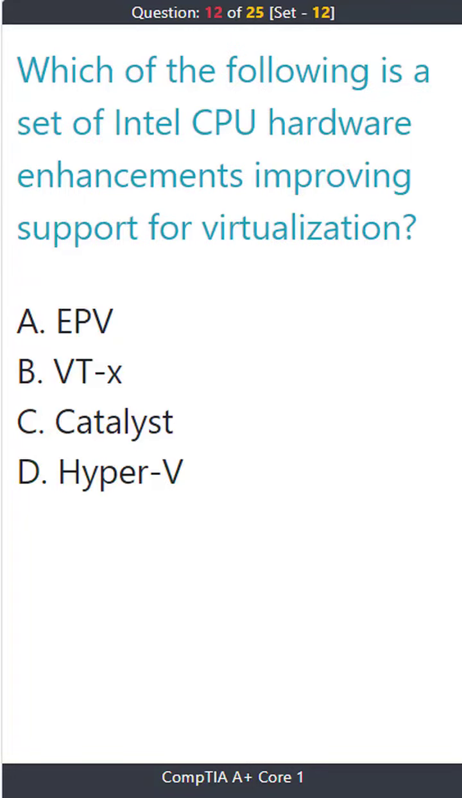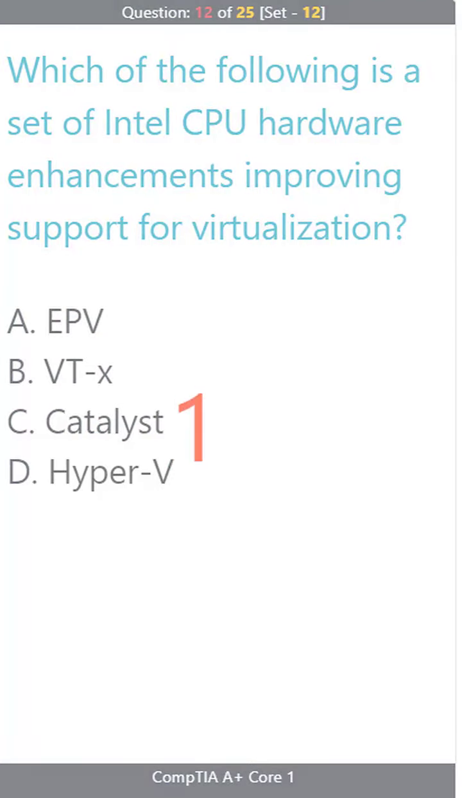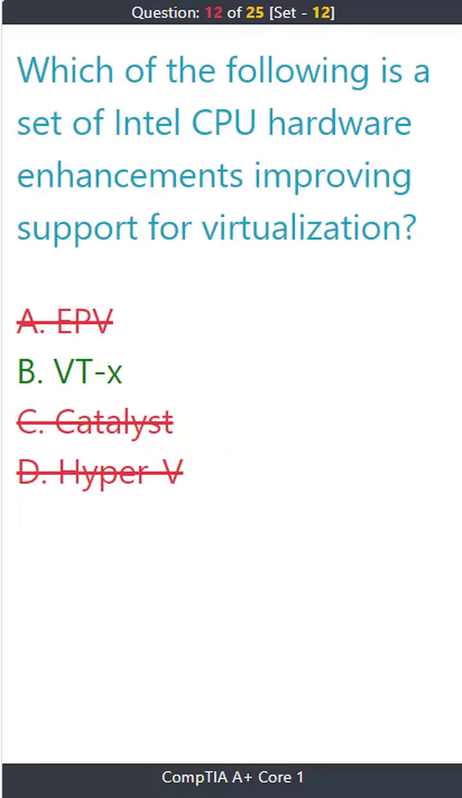Question 12. Which of the following is a set of Intel CPU hardware enhancements improving support for virtualization? A. EPV, B. VTX, C. Catalyst, D. Hyper-V. The correct answer is B. VTX.